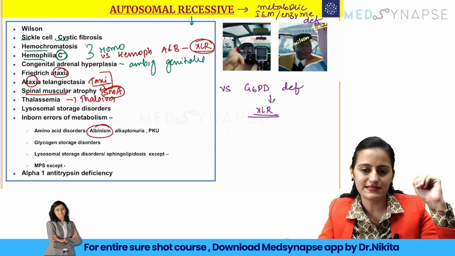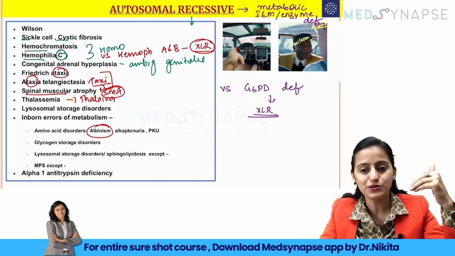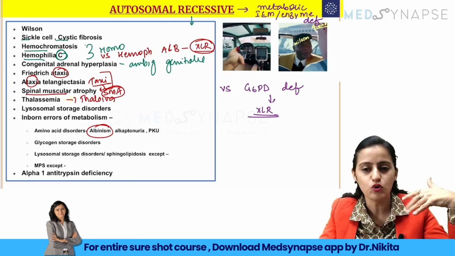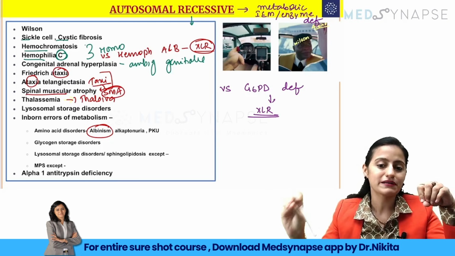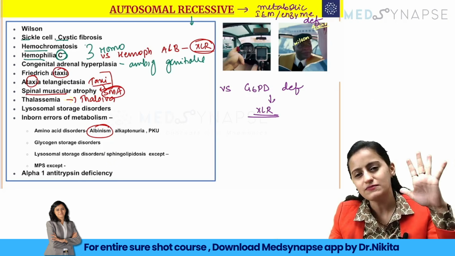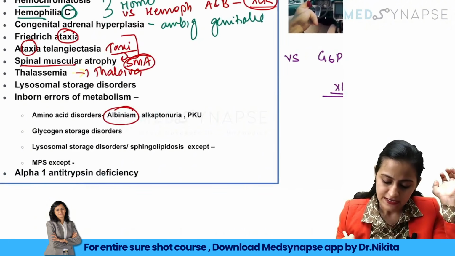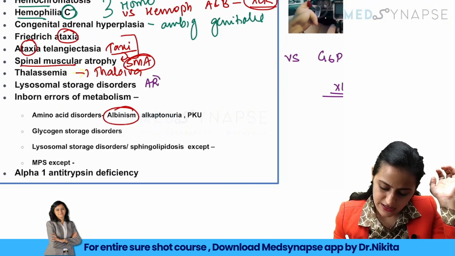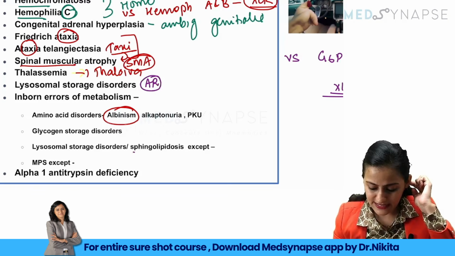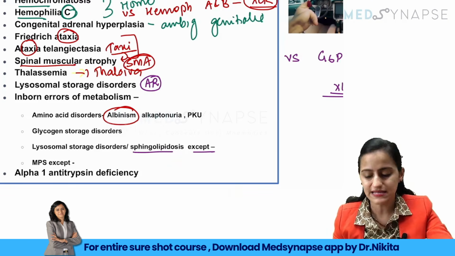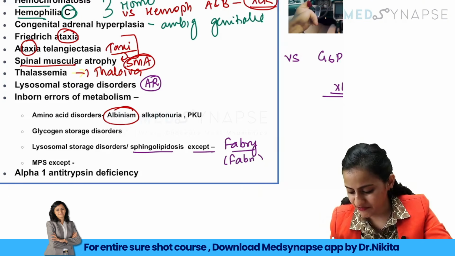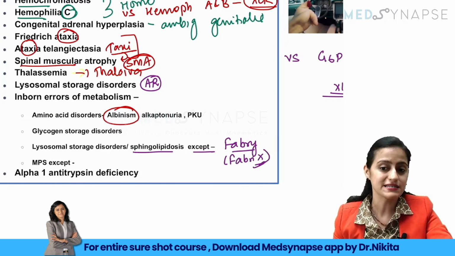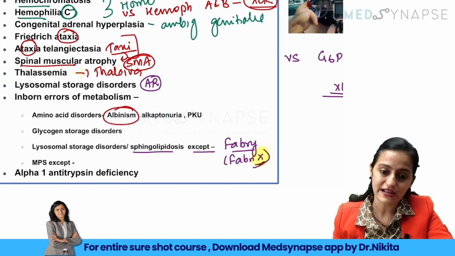Structural disorders like the muscular ones like the myotonic dystrophy, osteogenesis imperfecta, they are autosomal dominant, while the enzymatic metabolic inborn errors of metabolism are generally autosomal recessive. Okay, so lysosomal storage disorders, they are autosomal recessive, except this sphingolipidosis, which is X-linked recessive. Remember Fabry's. So this you can remember as Fabrics. Fabrics helps you to remember that Fabry's is X-linked recessive.